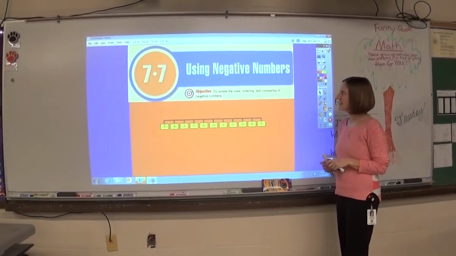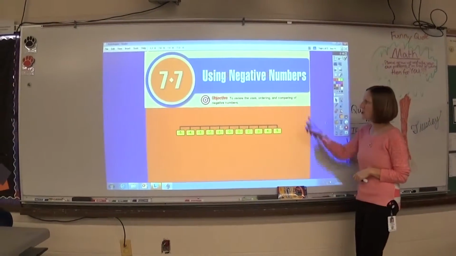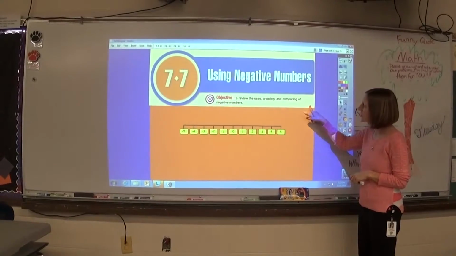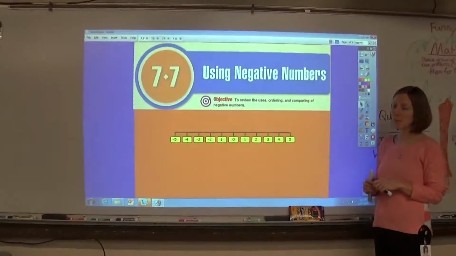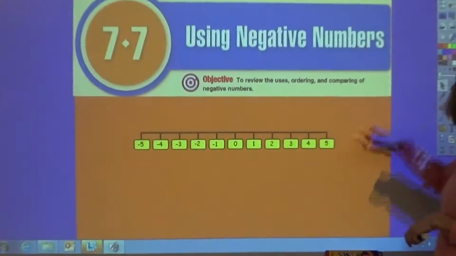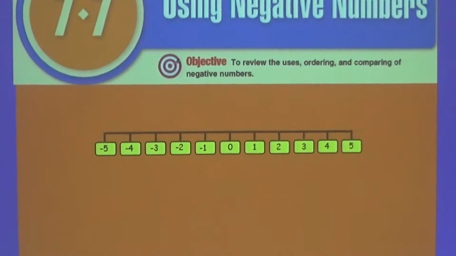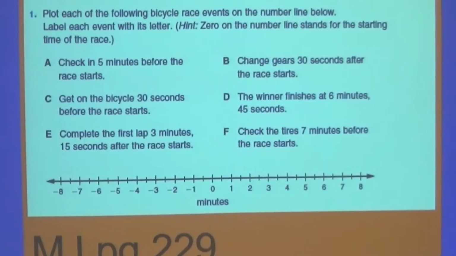Lesson 7.7 is using negative numbers. The objective is to review the uses, ordering, and comparing of negative numbers. So we're going to be looking at some number lines to see how negative numbers compare to positive numbers.